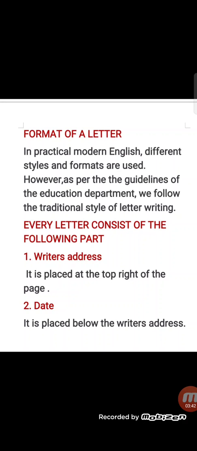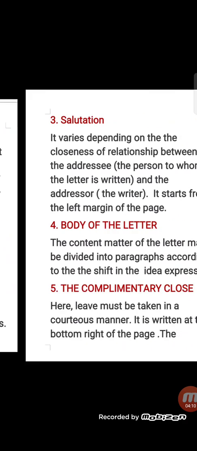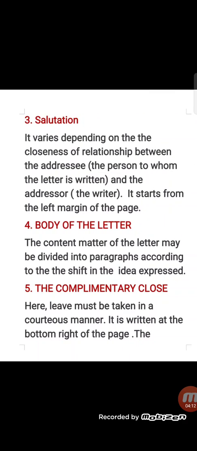Who is writing? Where is it going to be written? The writer's address means your address, since you are writing. It is placed at the top right hand of the page. Then comes the date. It is placed below the writer's address. Got these two points? Your address and date. And the third point, salutation.